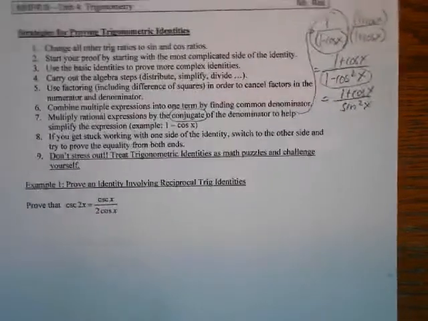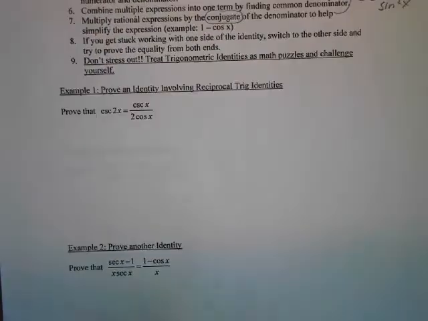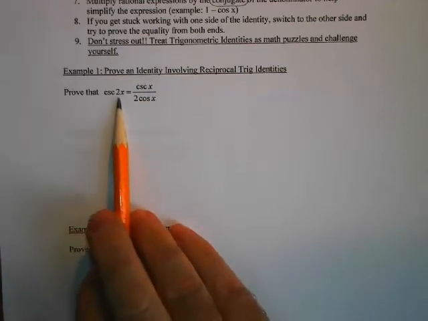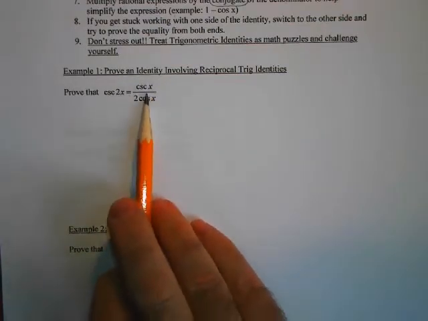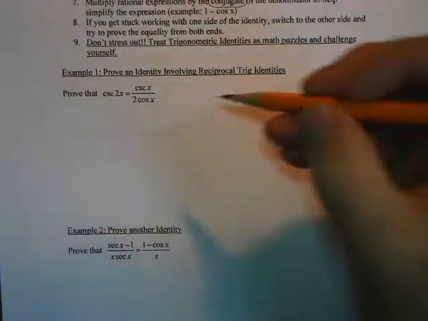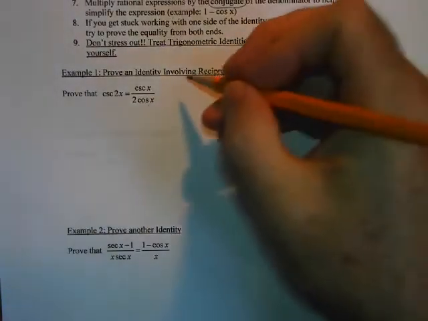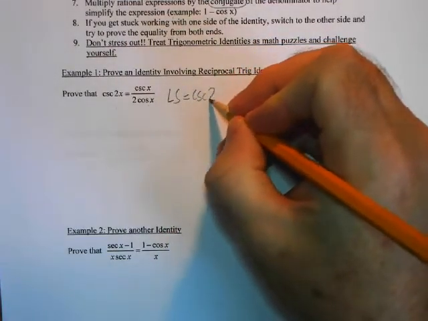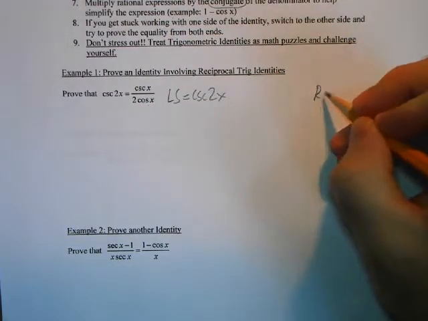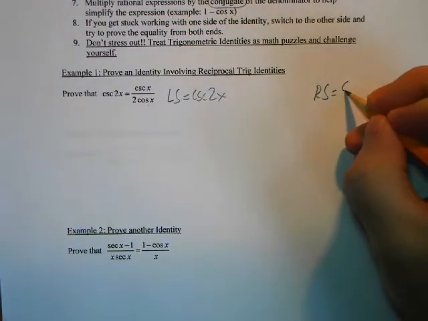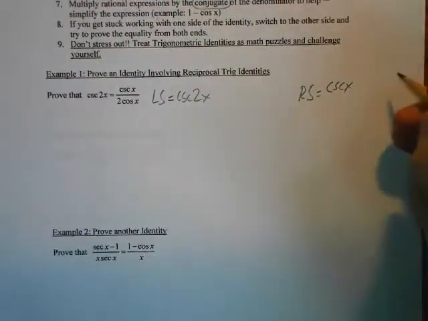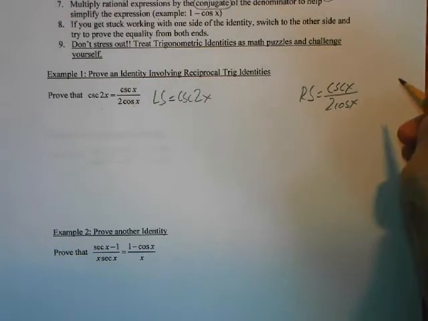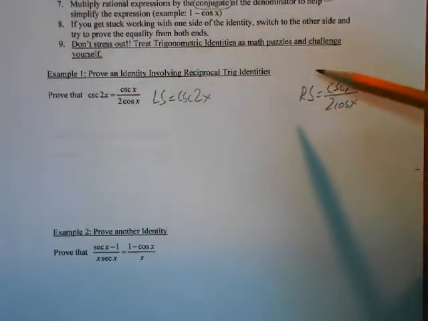Okay, so let's see how we can get started with our first example here. So we're going to prove that cosecant of 2x is equal to the cosecant of x over 2 cos x. So first thing I'm going to do is write out the left side. Left side equals cosecant 2x, and way over here, right side equals cosecant x over 2 cos x.